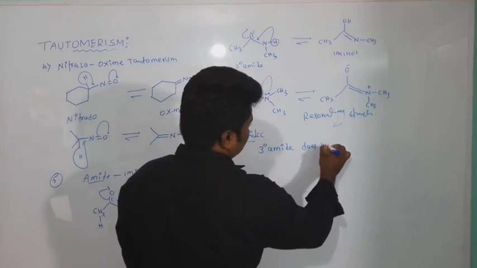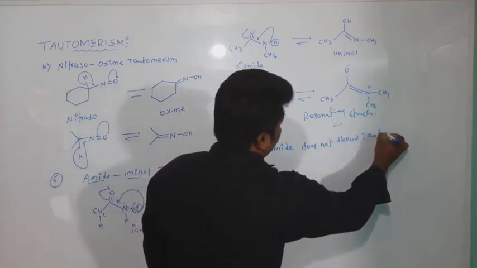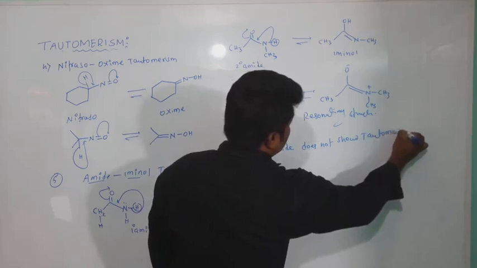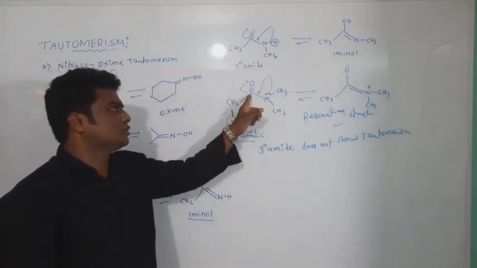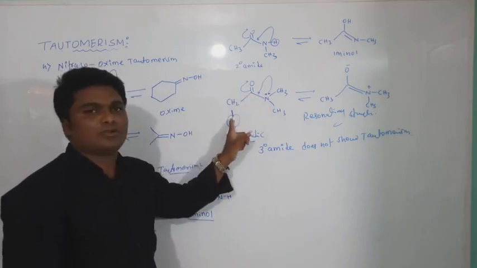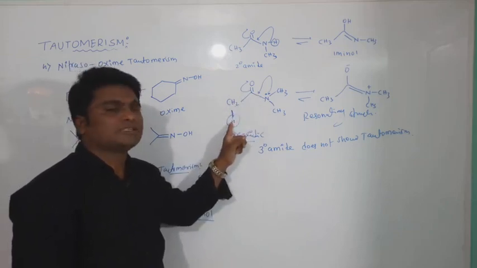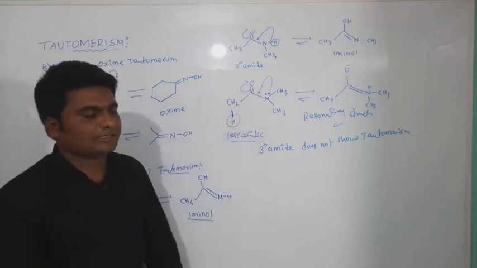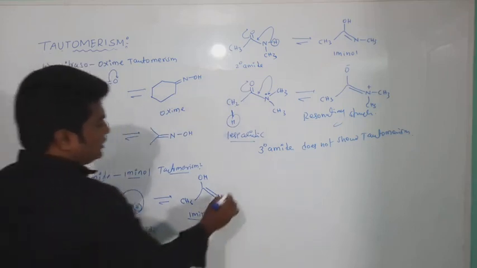does not show tautomerism. Why? Due to less acidic nature. And why? The lone pair is involved in the resonance with the carbonyl group. That's why that carbonyl group does not take the alpha hydrogen atom. And due to this resonance, the acidic strength of this alpha hydrogen decreases. Understood? Okay.